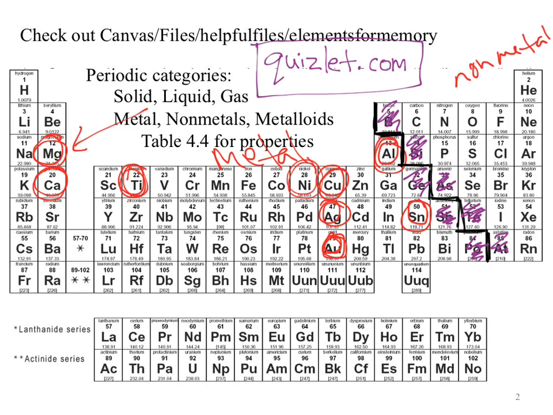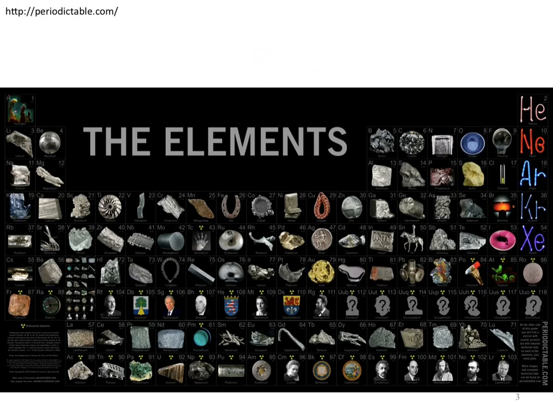I've listed an extra little thing here. If we go to table 4.4, it lists out all the properties of your metals and nonmetals. This is another periodic table, I think one that I'm probably going to purchase. It goes through and actually provides pictures of each of the individual elements in their natural state. So you could go through and evaluate each picture and see how it compares to other elements within that section, both the metals and nonmetals.